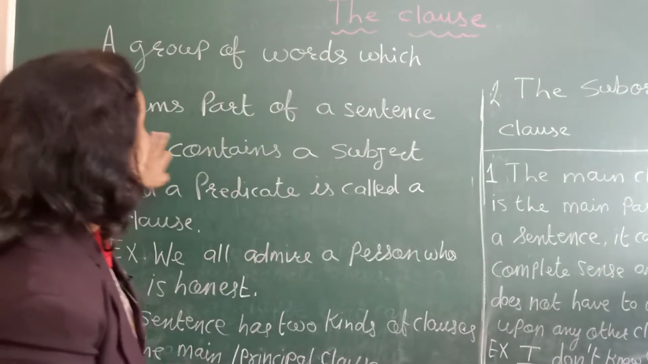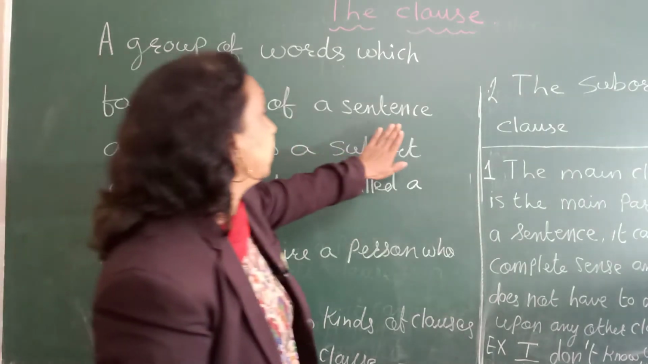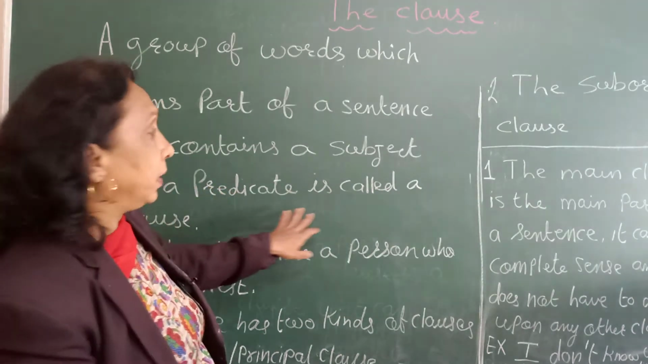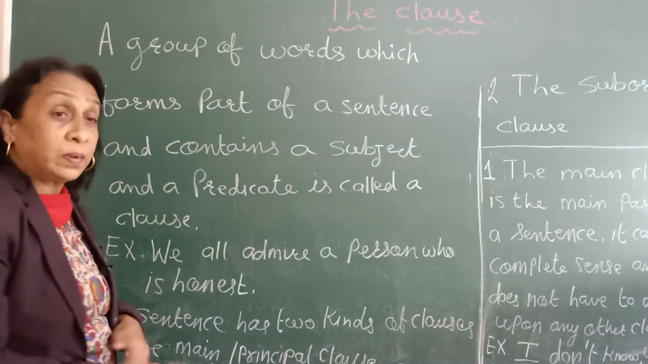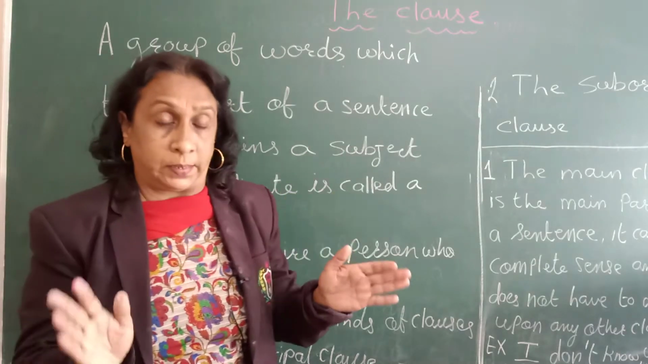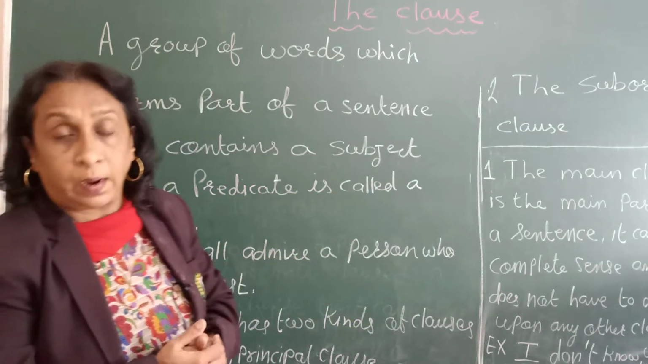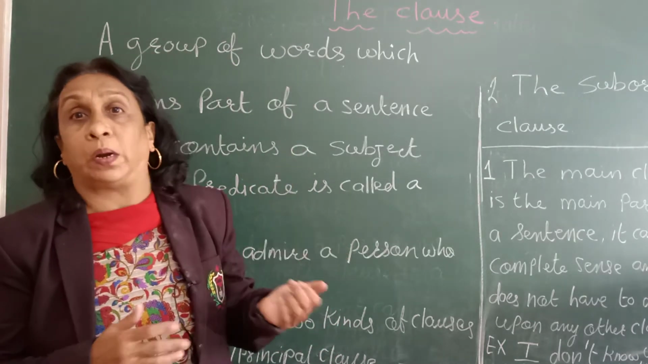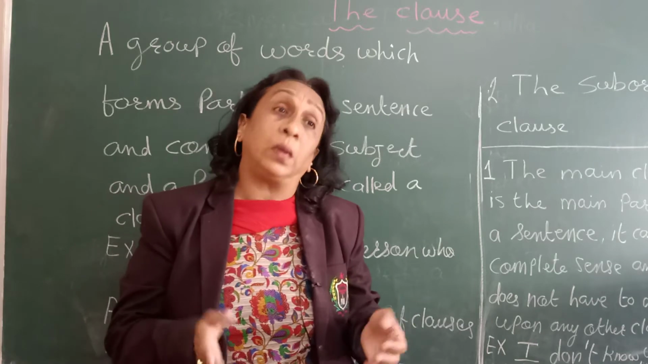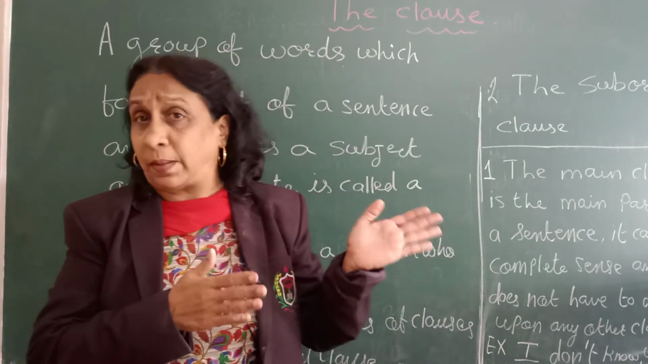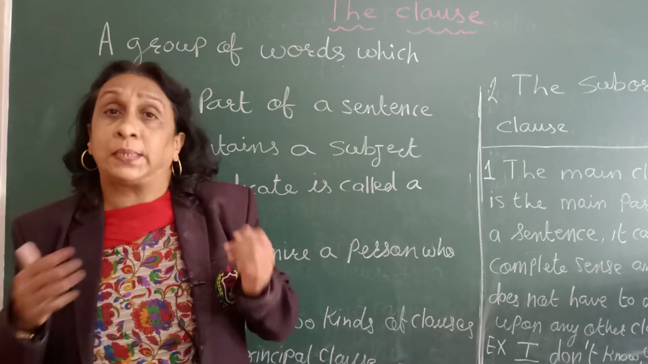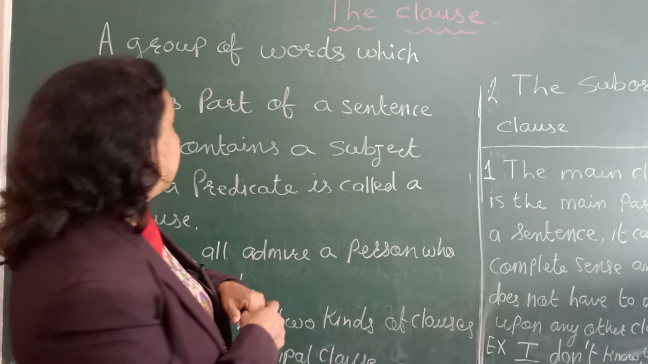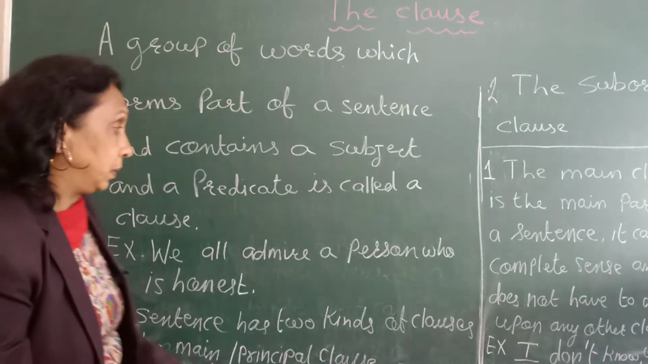A group of words which forms part of a sentence and contains a subject and a predicate is called a clause. Now, in a sentence, there are two parts. One part is the subject and another part is the predicate. Subject means about whom we are talking, and predicate means what is said about the subject. So a group of words which contains a subject and a predicate is called a clause.